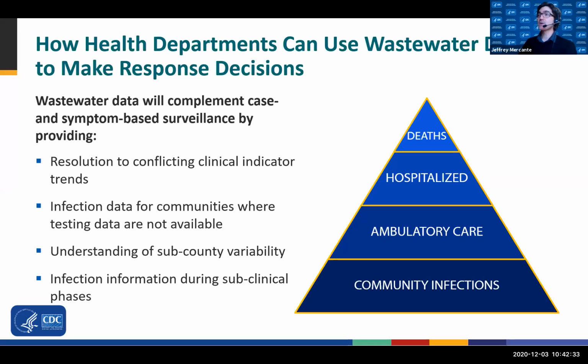It could also provide infection data for communities where testing data isn't available and potentially provide an understanding of sub-county infection variability. And finally, wastewater could provide information on viral circulation within a community during subclinical phases of the outbreak when there are no cases being reported.